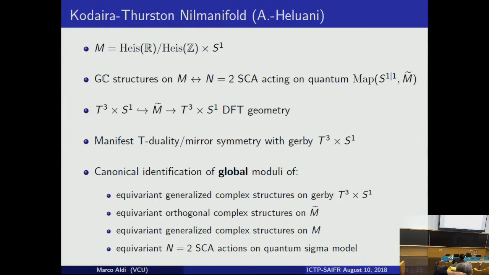So notice that we got from generalized complex structure here to honest complex structure that has to be orthogonal with the tautological pairing that you have there. And then you have equivariant generalized complex structure on the Heisenberg manifold M, the product of the Heisenberg manifold with this one. And then you also have N=2 superconformal actions on the quantum sigma model.